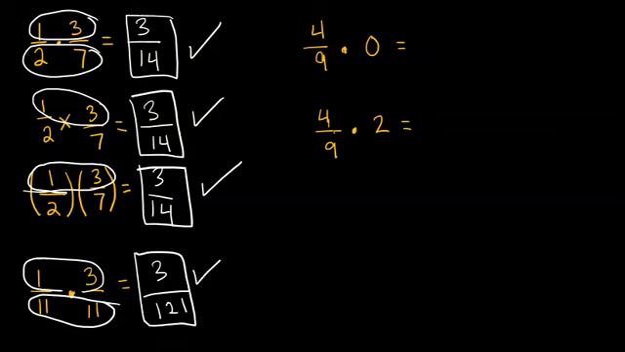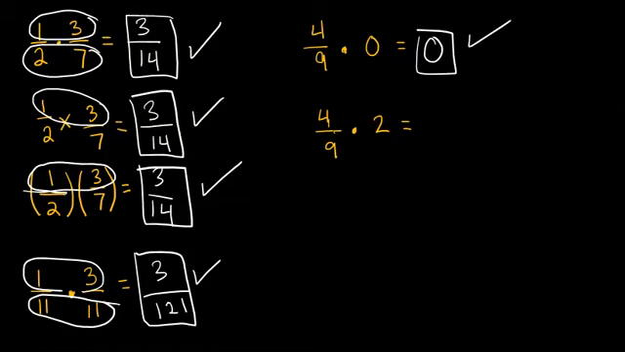Let's say you have a fraction and then a non-fraction, like a whole number. How would you do this problem? Well, this one's pretty straightforward. If there's ever a 0 that you're multiplying, the answer is always going to be 0. It doesn't matter if this was like 14 million over 9 million, the answer is still going to be 0.